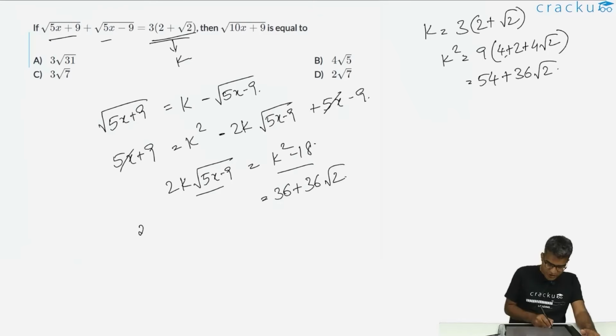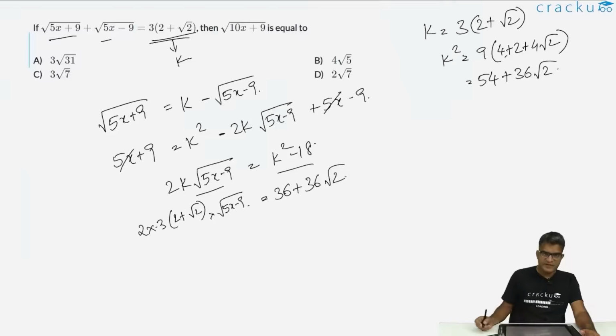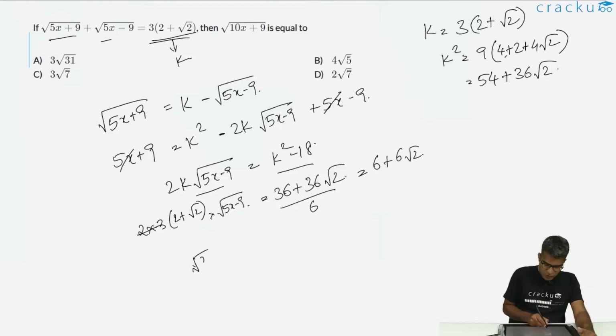This is the value of 2k times the square root. What is the value of k? K is 3 times 2 plus root 2 into square root of 5x minus 9. We can first cancel this 6 and divide this by 6, which will be equal to 6 plus 6 root 2. So 6 plus 6 root 2 is equal to 2 plus root 2 into square root of 5x minus 9, or root 2 into root 2 plus 1, which is basically equal to 2 plus root 2 into square root of 5x minus 9 is equal to 6 times root 2 plus 1.